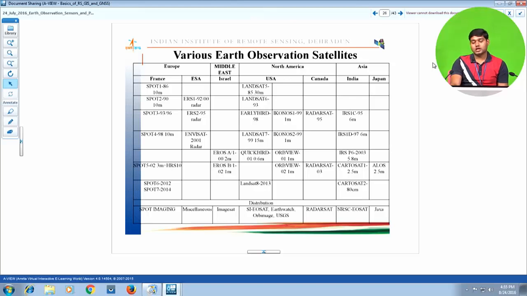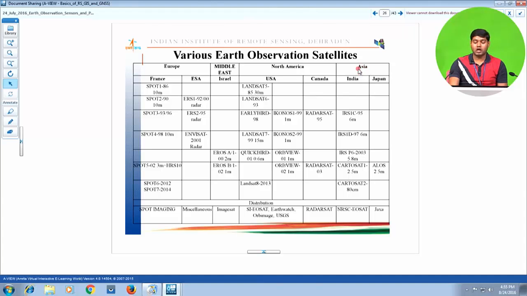Now coming to various Earth observation satellites. Till now various satellites have been launched by various space agencies in various countries. From Europe, France is taking care of the SPOT series of satellites, the European Space Agency is launching the microwave series of satellites, and the Middle East is taking care of EROS A and EROS B. In North America, from the USA we have the Landsat series of satellites and even high spatial resolution satellites, which are the QuickBird and IKONOS series. Then we have Canada. From Canada we have the RADARSAT series of satellites, which are actually microwave remote sensing satellites.